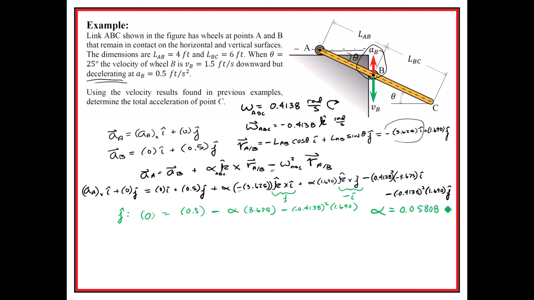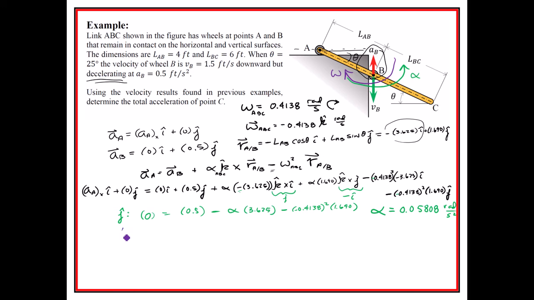And from that, we're able to find that alpha is equal to 0.05808. That's going to be radians per second squared, and it's positive. Therefore, we know that alpha is actually in that direction, even though we had previously found that omega was in that direction. But it kind of makes sense that because we had that deceleration at B, that it might be in that direction.